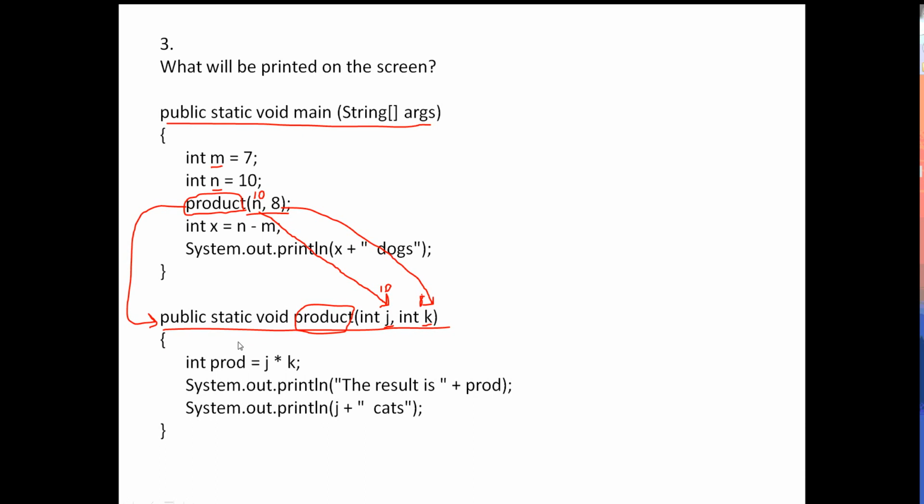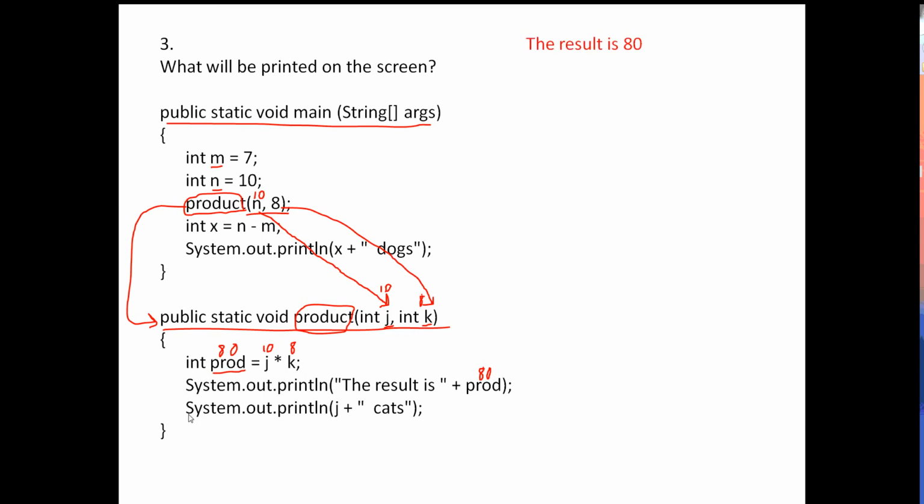And then we continue on with the method now, and so prod is declared, and prod is assigned the calculation of j times k. So prod is assigned 80. Now we have a print statement. We're going to print the result is and a space, and then we're going to call prod, which is 80. So we're going to print the result is space 80.